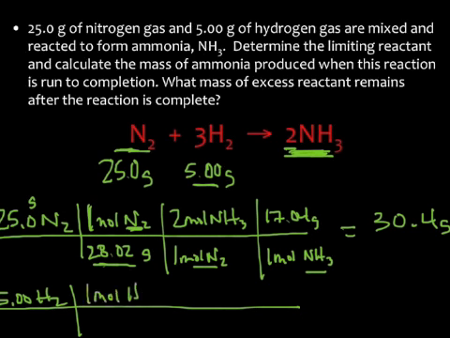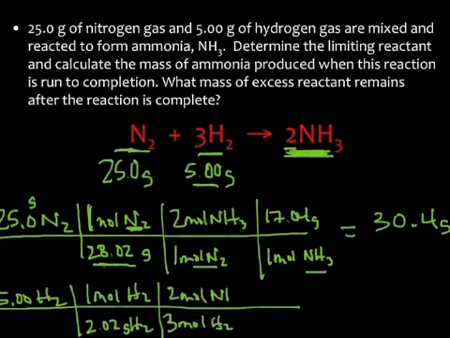So 1 mole of H2 is 2.02 grams of H2. Next step, I convert to moles of product. So this time again I'm going from H2 to NH3, my other reactant to the same product. The mole ratio here is 3 moles of H2 for every 2 moles of NH3. And again, those numbers came from the ratio in my balanced equation, 2 to 3.